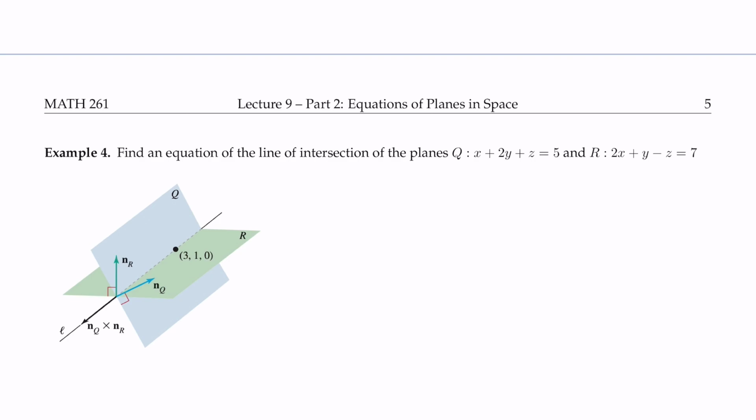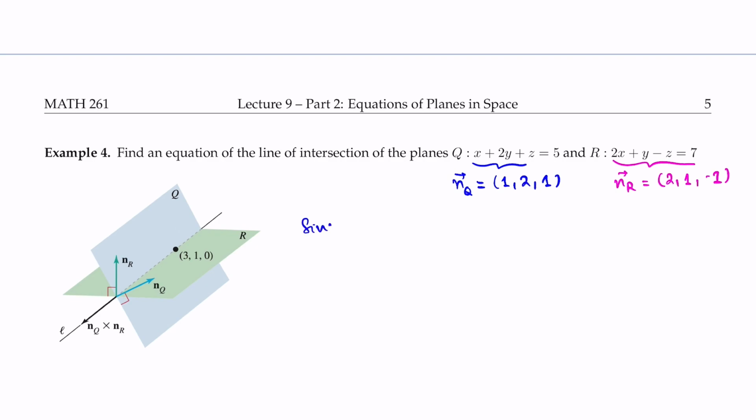For the plane Q, the normal vector is nq = (1, 2, 1). And the normal vector of the plane R is nr = (2, 1, -1). If you notice these two normal vectors, they are not multiples of one another. Therefore, you can conclude that the two planes are not parallel, and in fact, they intersect one another. And because of the intersection, they form a line.